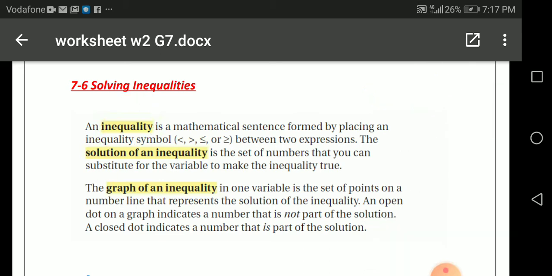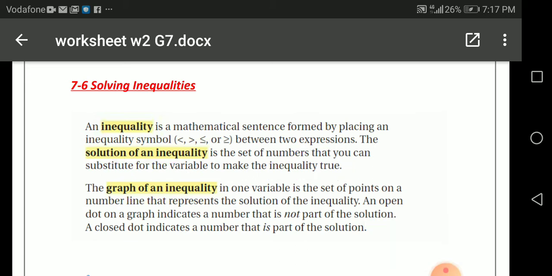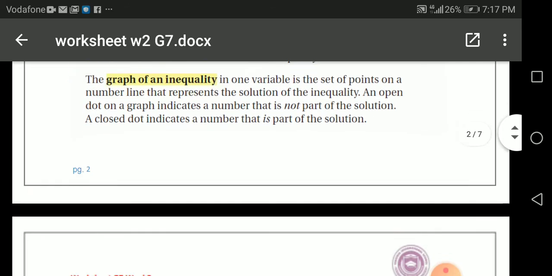Okay, and we also have the solution for the inequality. We're going to have a set of numbers as the solution, a set of numbers for the variable that makes the inequality true. And we are going to be able to know the graph of an inequality and know how to solve the graphs of inequalities. So let's start.